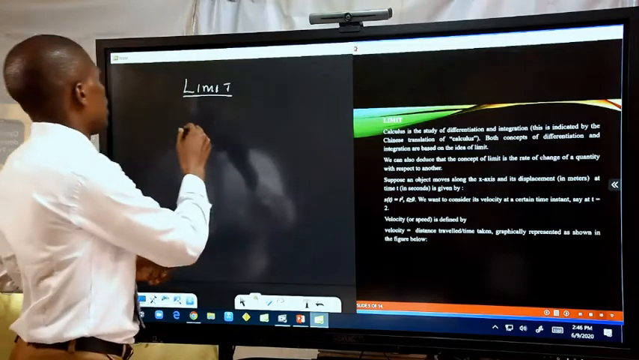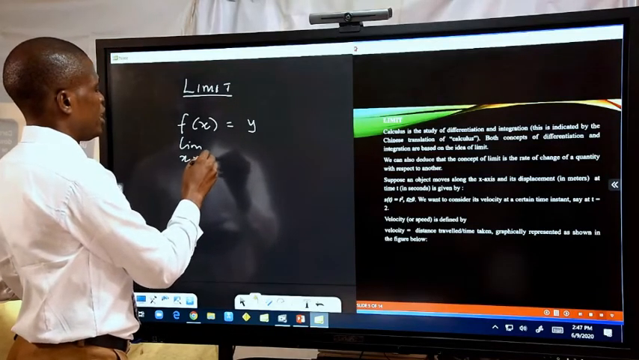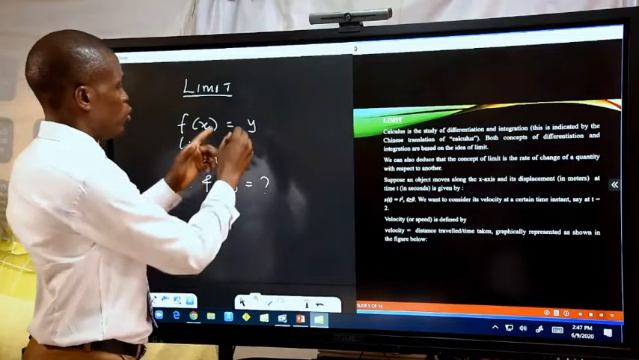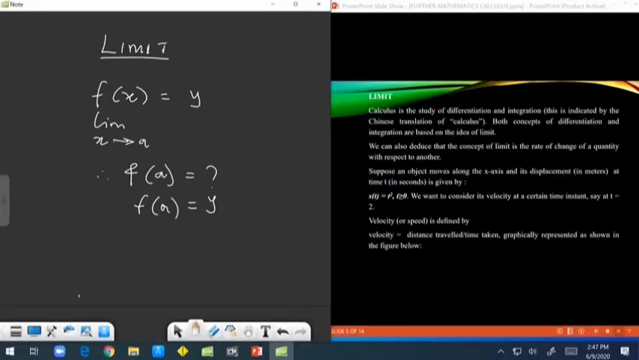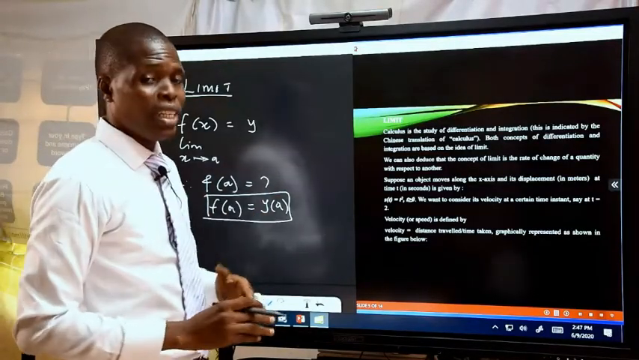So the term limit: if you are given a function, f of x is equal to y, and we're looking at the limit of the function, that means as the value of x approaches a particular number, let's say the number is a. What we are looking at here is the function of a. What is the function of a and what will it give with respect to y? So we're just trying to use this to define the term limit.